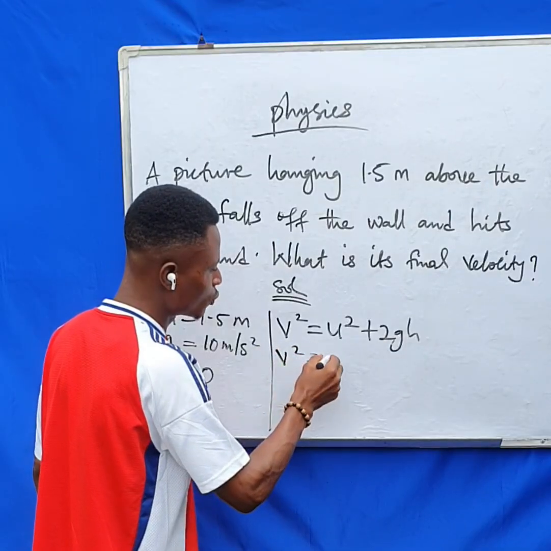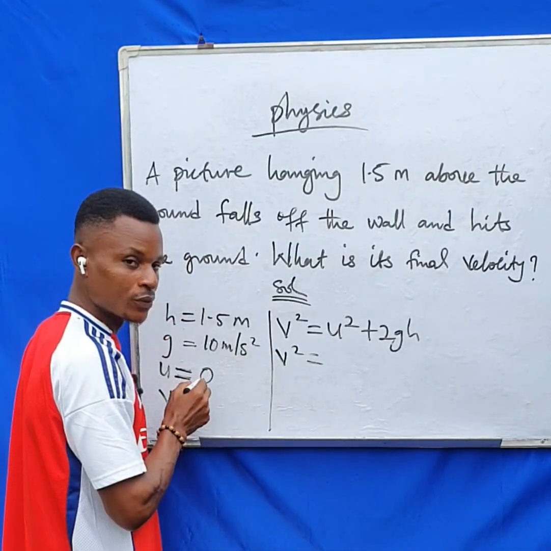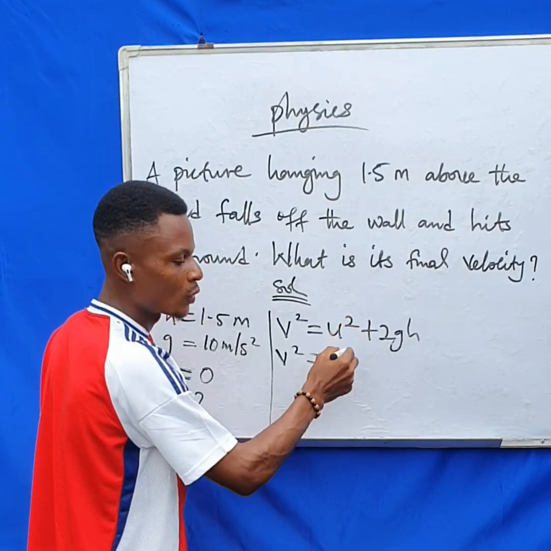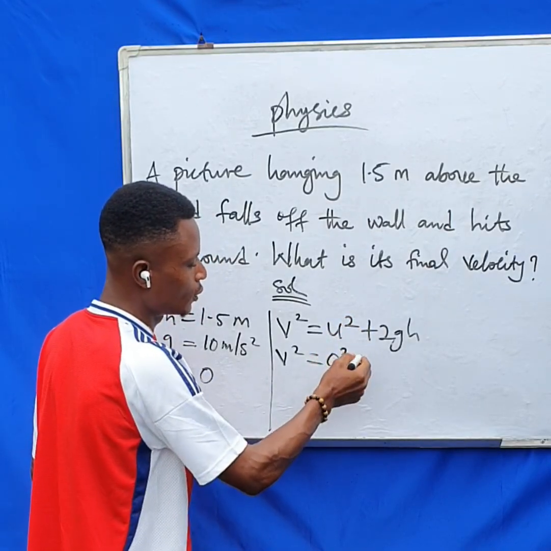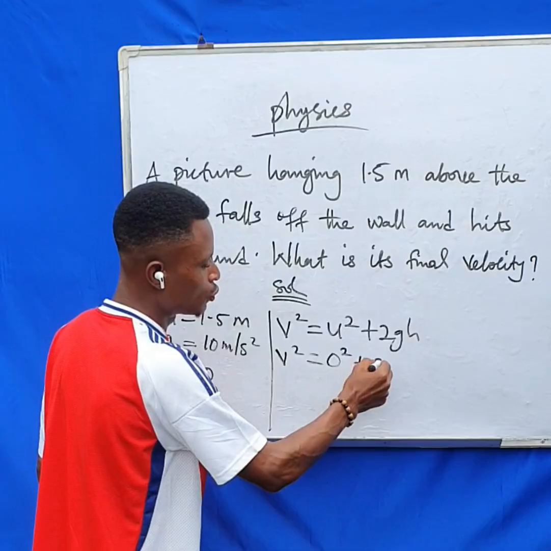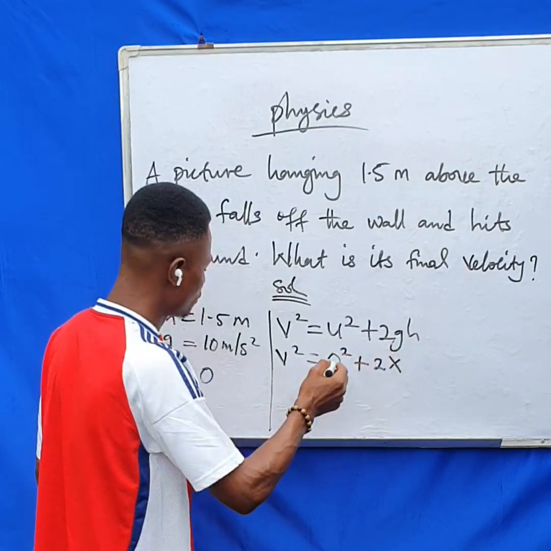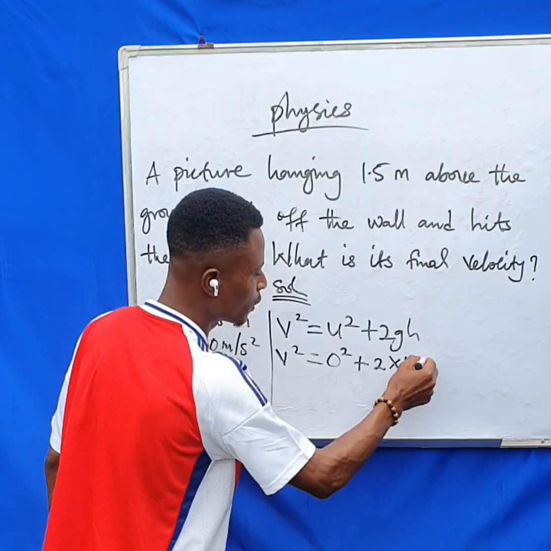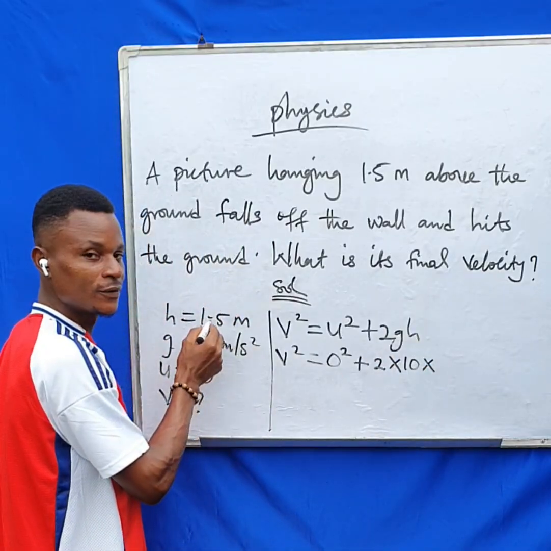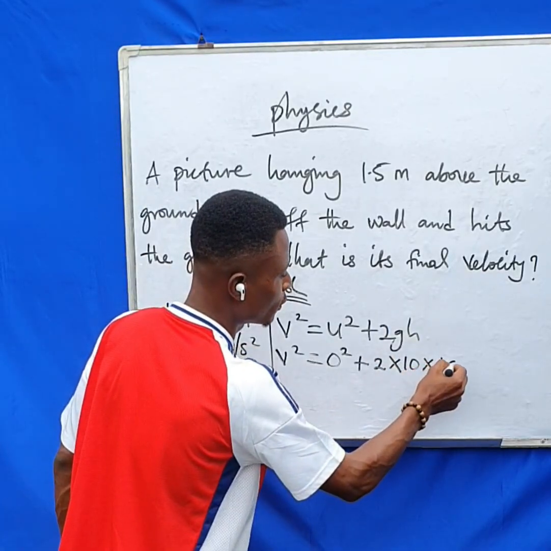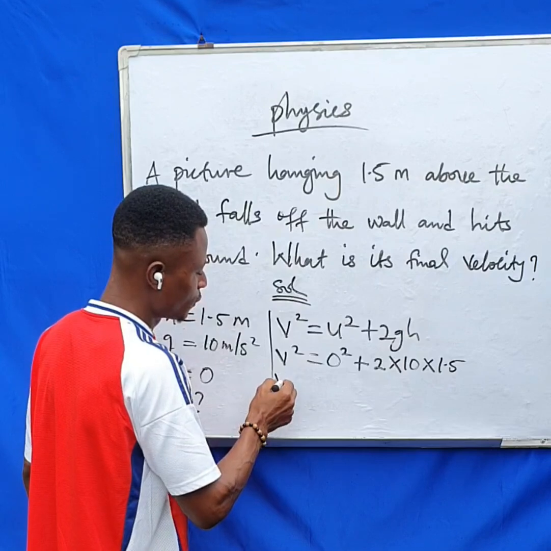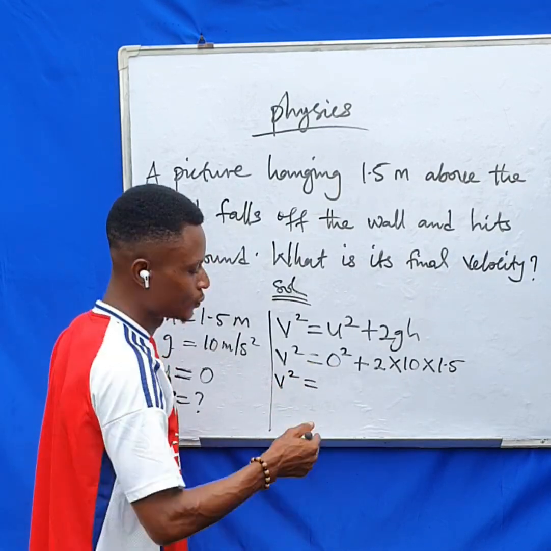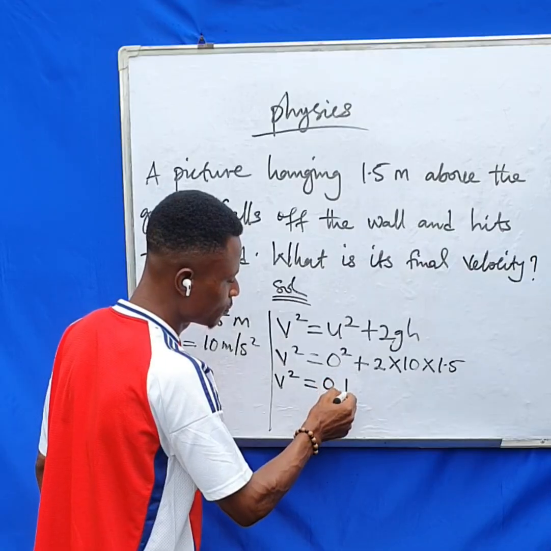So now let us substitute the values. v squared will be equal to, in place of this u, we are going to put 0. In the formula, we have u squared, so we have to square the 0. Then this plus sign comes here. 2 times g, which is 10, so put 10 here, times h, which is the height, 1.5. Put 1.5 here. So our v squared will be equal to 0 squared, which means 0 times 0, which is 0. So put 0 here, plus.